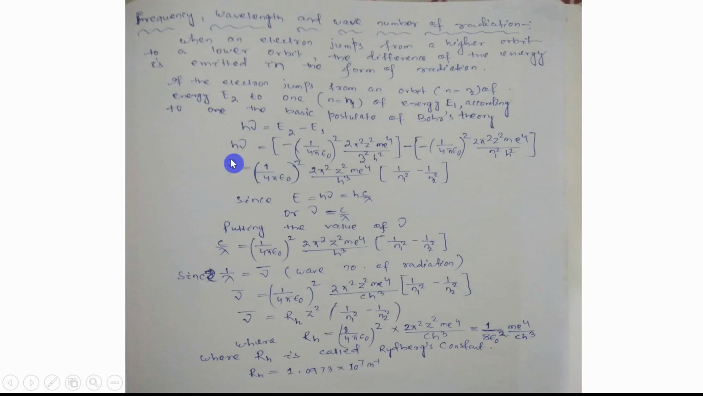Nu is nothing but the frequency. Nu equals 1 by 4 pi epsilon naught square 2 pi square Z square m e fourth by h cube, times 1 by n1 square minus 1 by n2 square. This is the expression for frequency. Next we come to the wavelength.